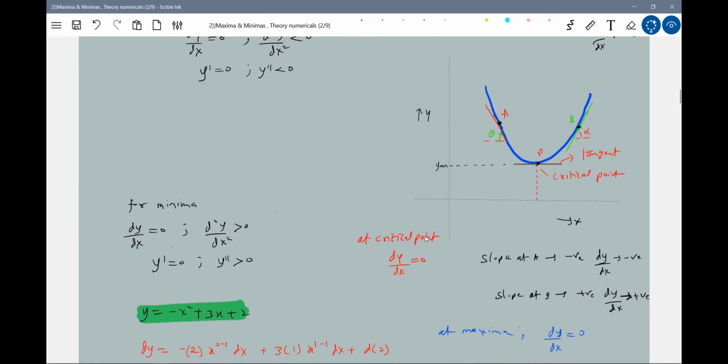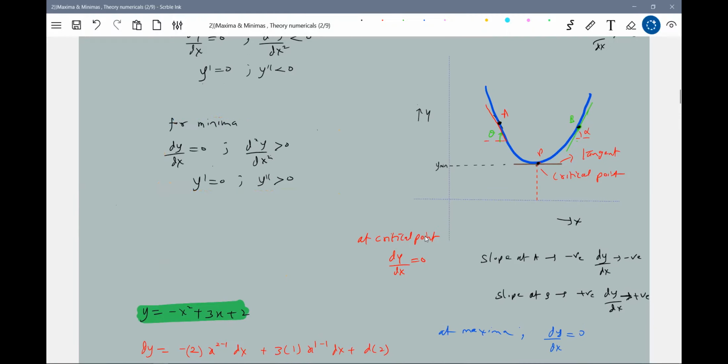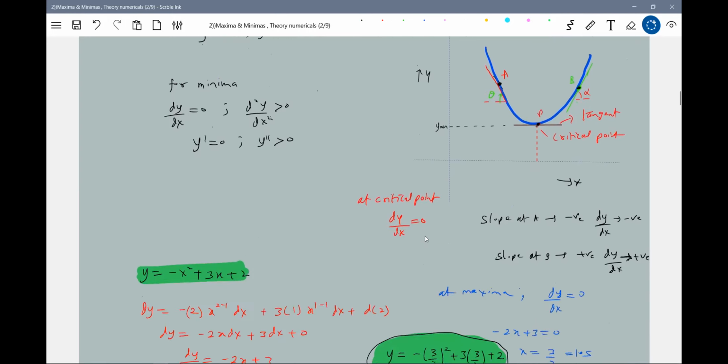For minima, what is the necessary condition? The slope again will be 0 because there's a tangent. Then the second order derivative should be greater than 0, or y double dash should be greater than 0. That particular point is called a critical point. So slope at a, I think we have already discussed this.